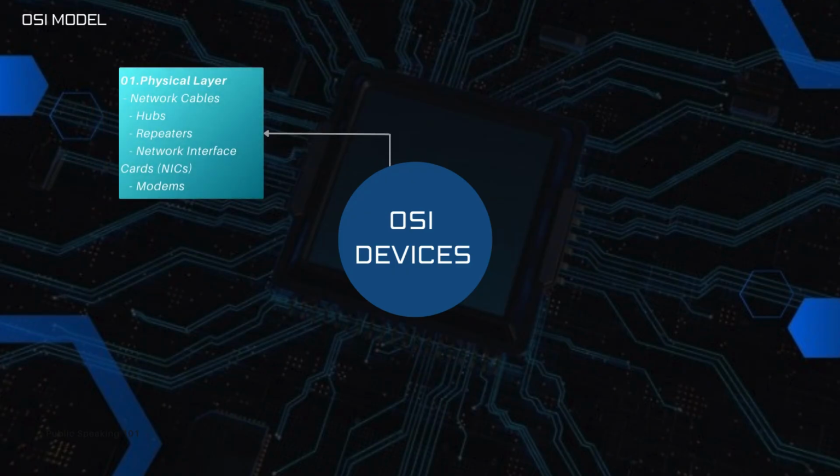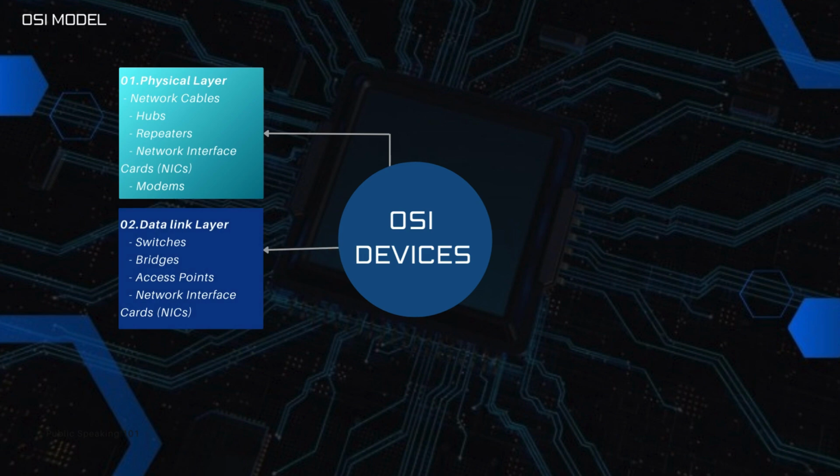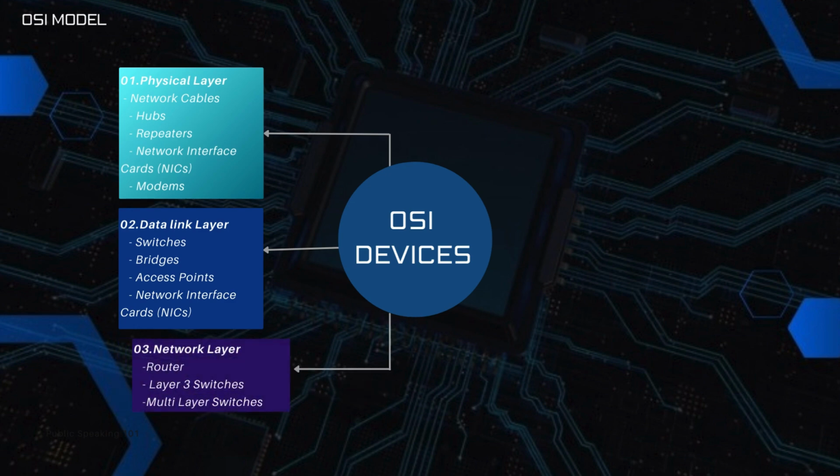OSI devices. Layer 1 Physical Layer: network cables, network interface cards, hubs, repeaters, modems. Layer 2 Data Link Layer: switches, bridges, access points, network interface cards. Layer 3 Network Layer: routers, Layer 3 switches, multi-layer switches.